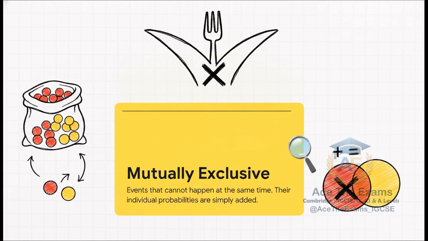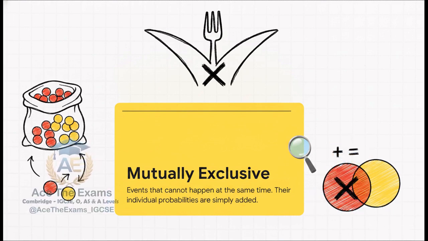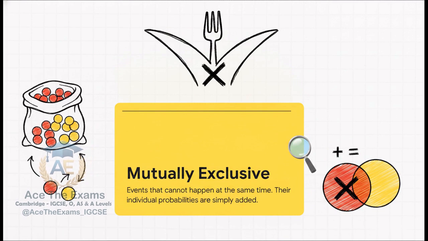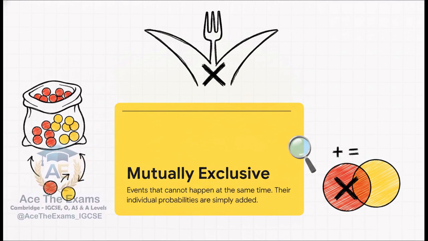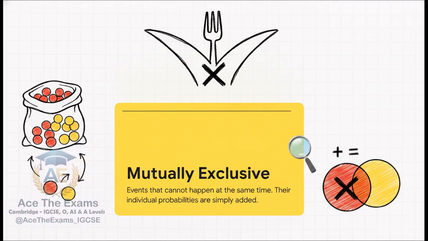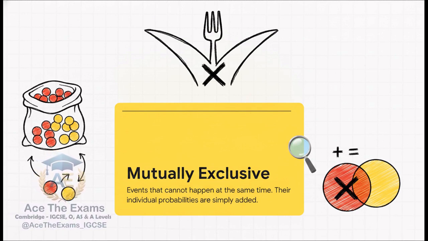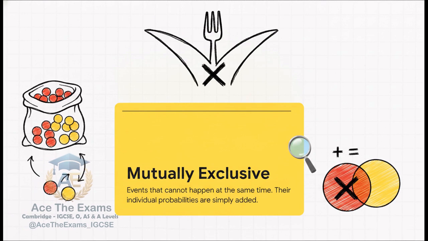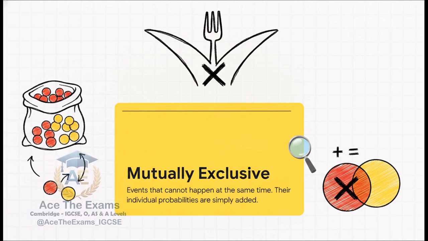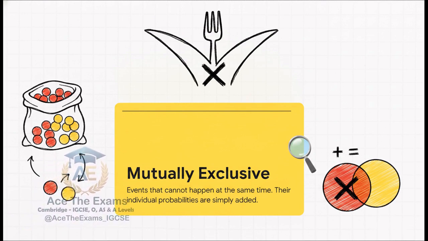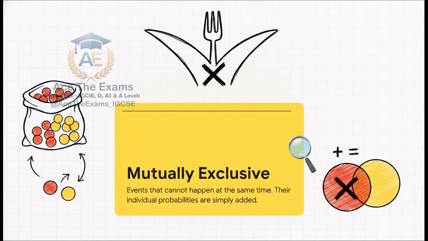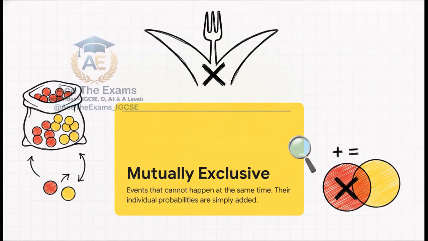By definition, mutually exclusive events are outcomes that simply cannot happen at the exact same time. Think of it like a fork in the road, where you literally, physically cannot take both paths. For example, if a bag contains 12 red sweets and 8 yellow sweets, and you pick exactly one sweet, it cannot be both entirely red and entirely yellow at the same time. Because there is absolutely zero overlap between these outcomes, the math is as simple as addition. You just add the individual probabilities together.